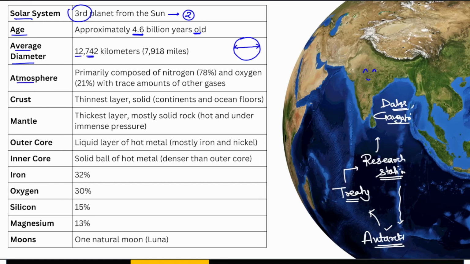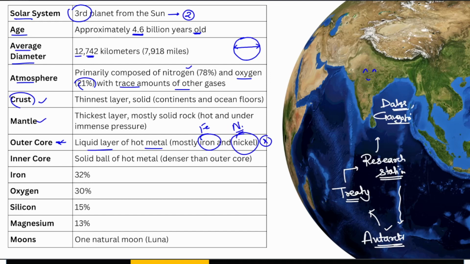When we talk about the atmosphere, it's primarily composed of nitrogen and oxygen, that is 21%, with trace amounts of other gases. We talk about the structure: there are three layers, the crust, the mantle, and the core. The core is the last, most internal layer. It is a liquid layer of hot metal, mostly iron and nickel. Please remember this, very, very important. Iron, that means Fe, and nickel.